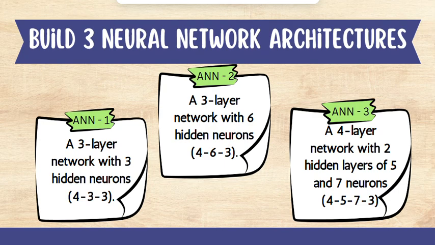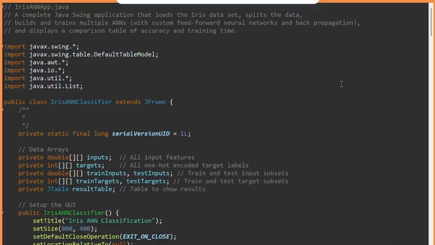The goal of this assignment is to build three neural network architectures, namely ANN1, a three-layer network with three hidden neurons; ANN2, a three-layer network with six hidden neurons; and ANN3, a four-layer network with two hidden layers of 5 and 7 neurons. Then we will compare their performance in terms of training and testing accuracy and the training time. The project is implemented using Java Swing for the GUI and custom code for the ANN itself.